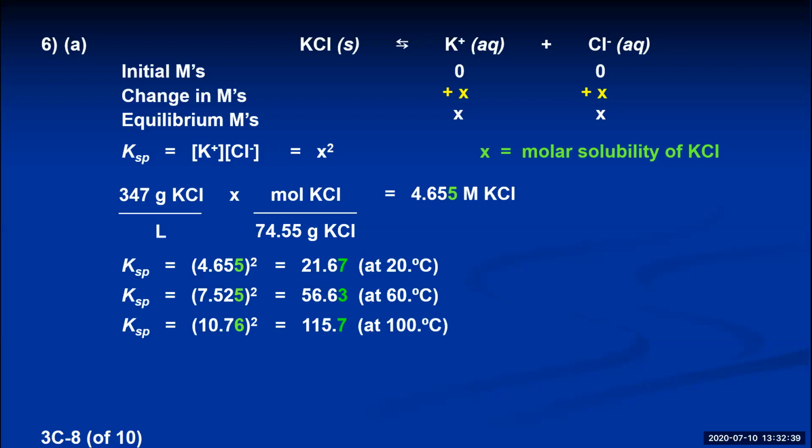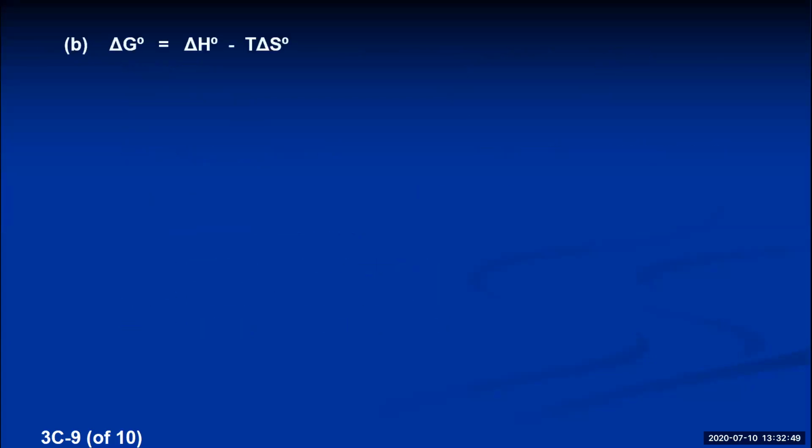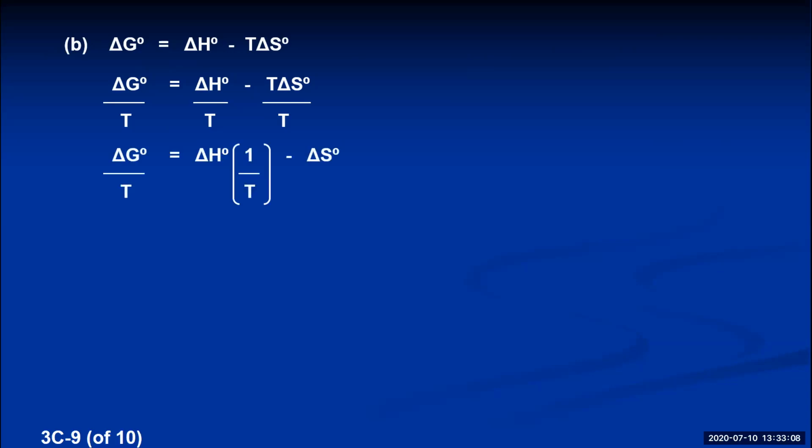B says determine the heat of solution and the entropy change of the solution of potassium chloride by using a Van't Hoff plot, as we did in experiment 15. So from this equation here, relating delta G with delta H and delta S, if we divide the entire equation by T, we'll get delta G naught over T equals delta H naught over T minus T delta S over T, and the T's cancel out in the last term. So we essentially have delta G naught over T equals delta H times 1 over T, minus delta S.